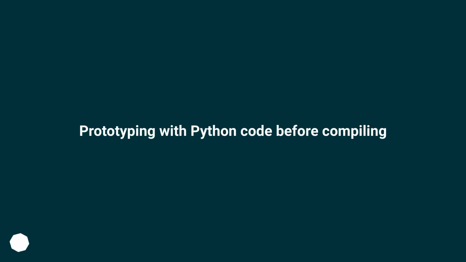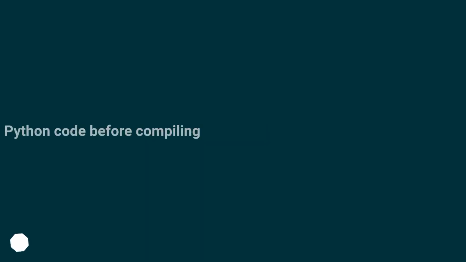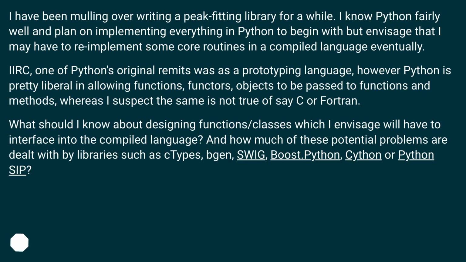Prototyping with Python code before compiling. I have been mulling over writing a peak fitting library for a while. I know Python fairly well and plan on implementing everything in Python to begin with, but envisage that I may have to re-implement some core routines in a compiled language eventually. One of Python's original remits was as a prototyping language.